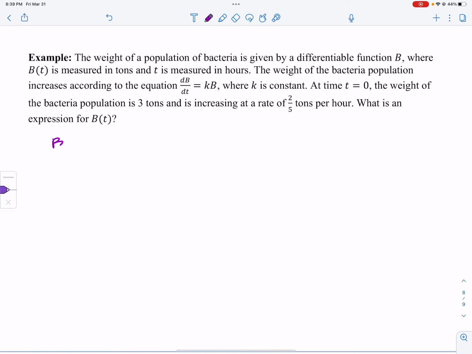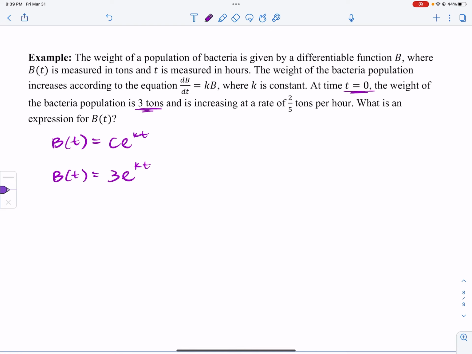Well, we know that B of T will end up being in the form C times e to the kt power. But we need to figure out what K would be, and we also need to figure out what C would be. Well, we know what C is, because when T is equal to 0, the population is 3 tons. So we know that B of T is equal to 3 times e to the something times T power.